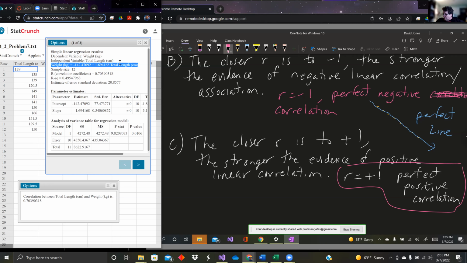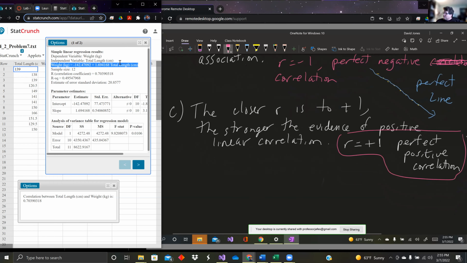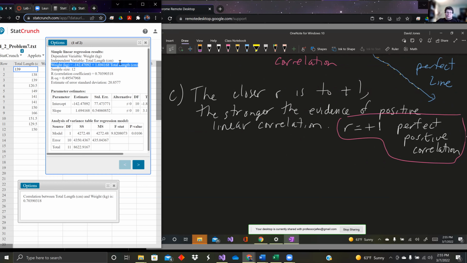So what about when R is not close to -1 or +1? Well, that means it's closer to the middle, 0. That's not what I want. When R is close to 0, there is little to no evidence of a linear relationship.